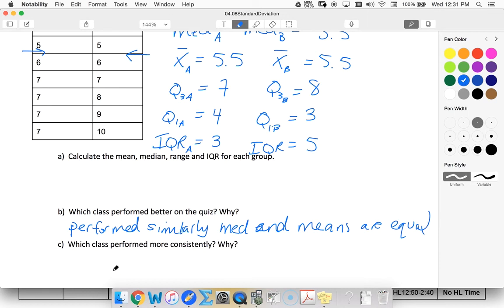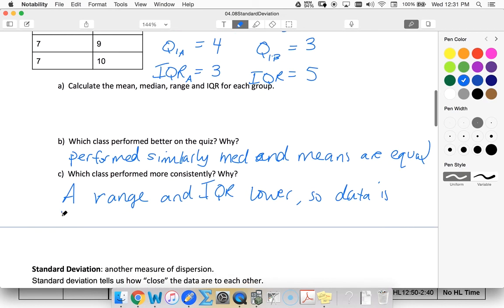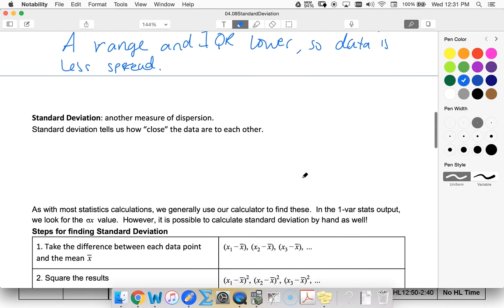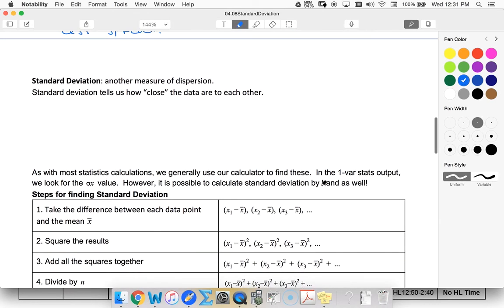But which class performed more consistently? Well, that was definitely class A because their range and their IQR were lower. So the data is less spread out. And if we want another measure of how far data is spread out or how close data points are to each other, we use standard deviation. I'm going to stop this video and come back and explain standard deviation to you in the next video.